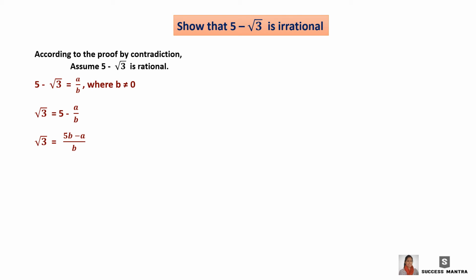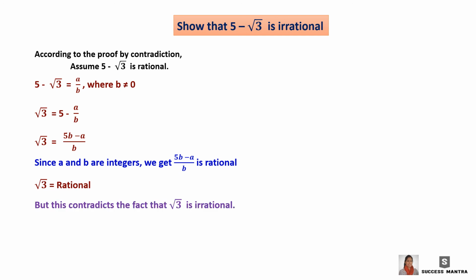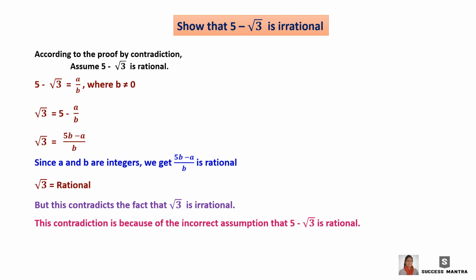We know that a and b are integers. So 5b minus a, by b, is an integer divided by an integer, which will definitely be a rational number. So the RHS is a rational number. That is, we are getting root 3 is equal to rational. But we have proved just before that root 3 is an irrational number. That is a real fact. So this is a contradiction because of our incorrect assumption that 5 minus root 3 is rational. So hence we proved that 5 minus root 3 is irrational.